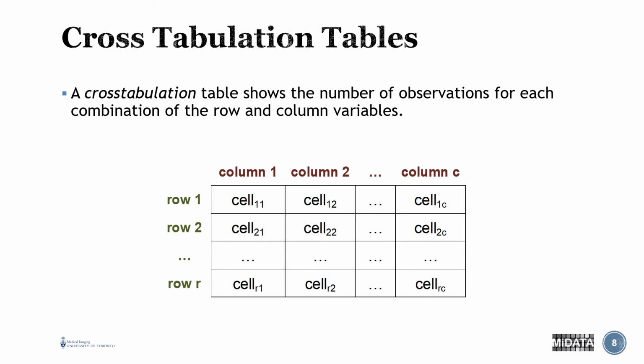Now, building on the frequency table, we can see here what looks very similar, but it is actually a cross-tabulation table. Basically, it shows the number of observations for each combination of row and column variables. And as you can see, we're simply building towards what we are going to need in order to perform an analysis with categorical data.